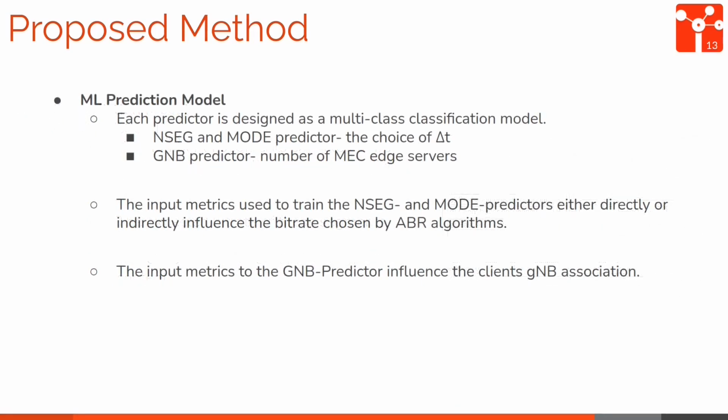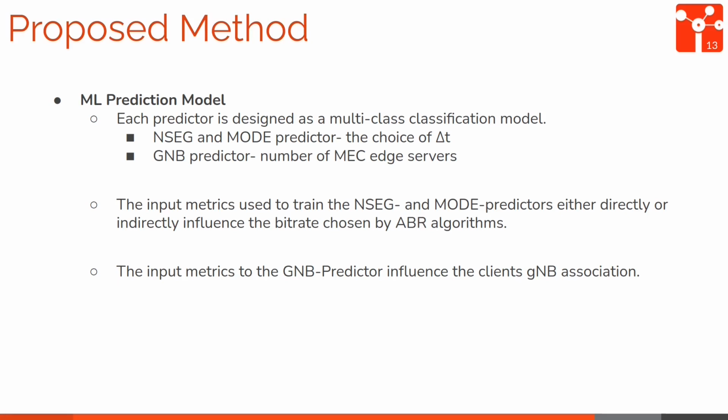Each predictor, or machine learning based prediction model, is designed as a multi-class classification model, where the first two types of predictor, number of segments and mode predictor, depend on the choice of delta t, and the third one, the G-node-B predictor, depends on the number of MEC edge servers.